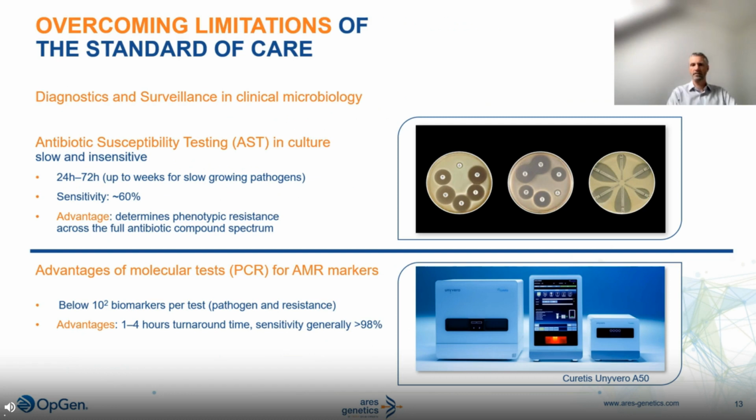Let's take a look at the technologies that are in the clinic today. The standard of care in infectious disease diagnosis are bacterial cultures, which are routinely used for the identification of infective agents and the determination of suitable antibiotic treatment options. When a culture comes back positive, meaning pathogen growth is present, then antibiotic susceptibility testing, also referred to as AST, is performed to determine which antibiotics are effective and which will likely be met with resistance.